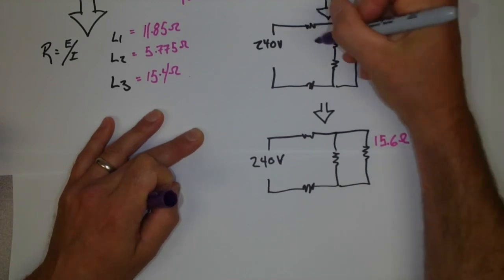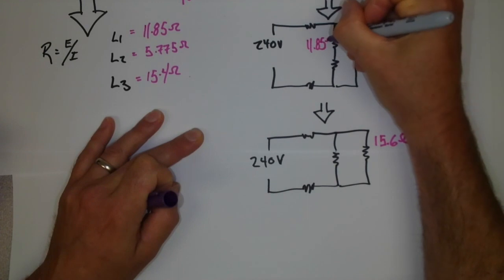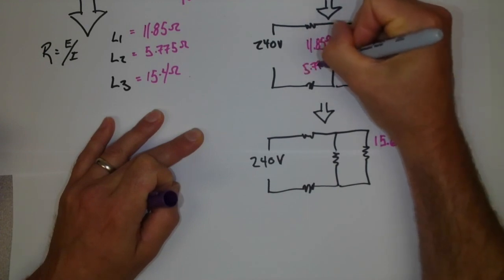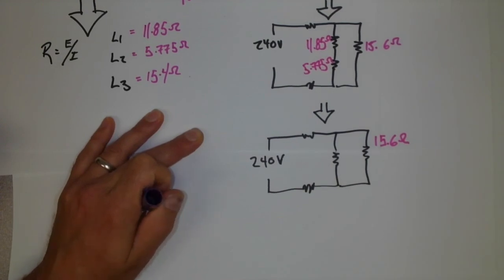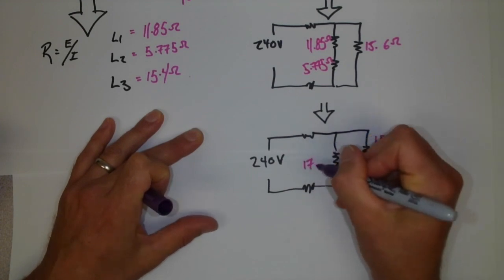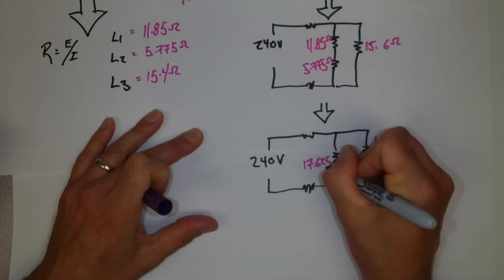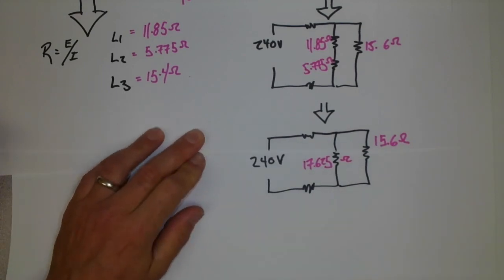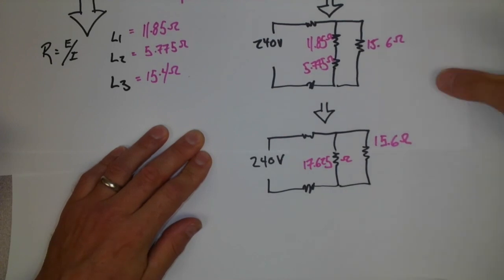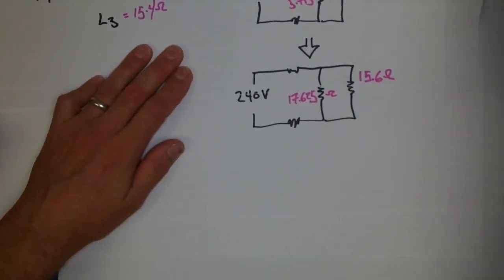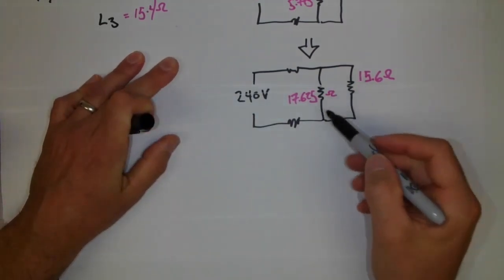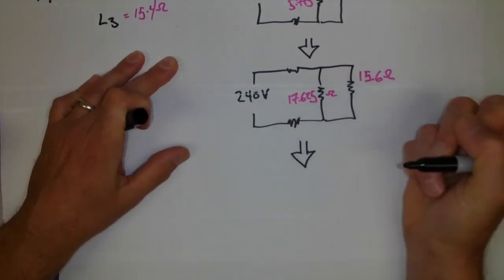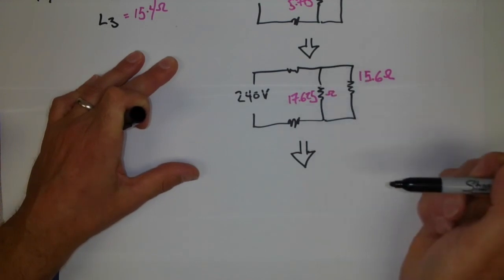And what about these two here? Well, these two were 11.85 ohms and 5.775 ohms. So that means that when I combine them together, I simply add them. So I get 17.625 ohms of resistance. And what would be the final step then? Well, we would probably want to take these values and combine them so that we have a parallel combination of those two. So remember, what are we doing with all this? We're trying to get the total resistance of this entire circuit.